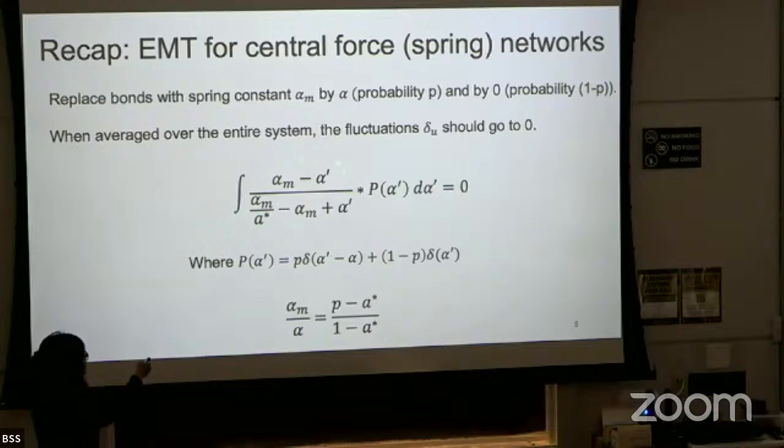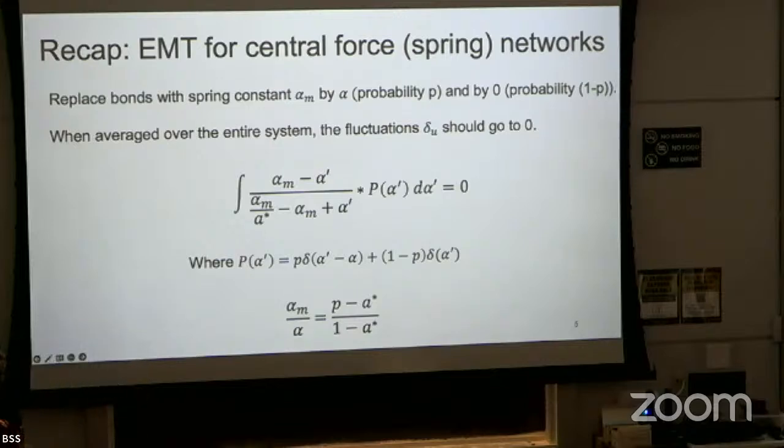This is basically the displacement of a spring, and then this is the probability distribution. So we are basically saying we are replacing springs with a spring constant alpha with a probability p, and then the probability that there is no spring at all is 1 minus p, right? And that gives us an equation like this, if we do this and then solve this.